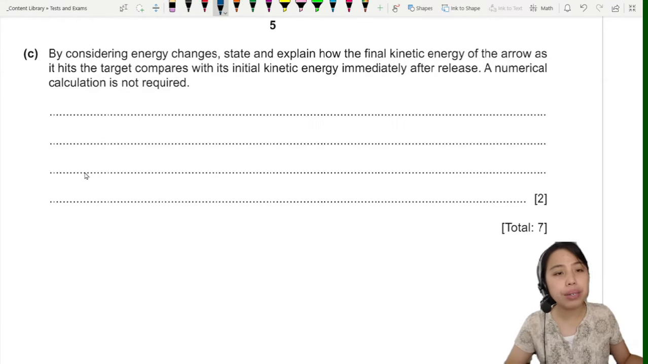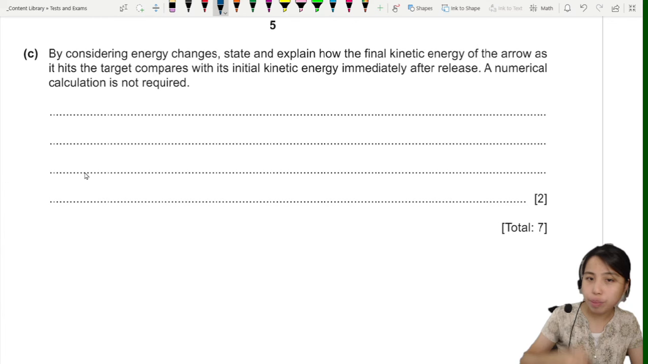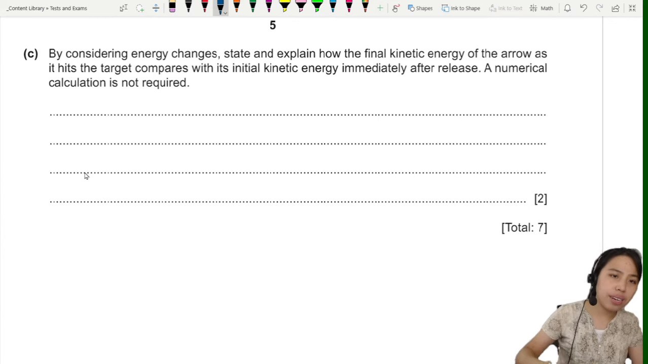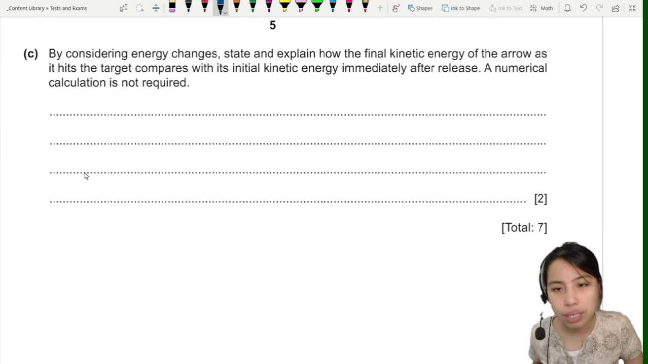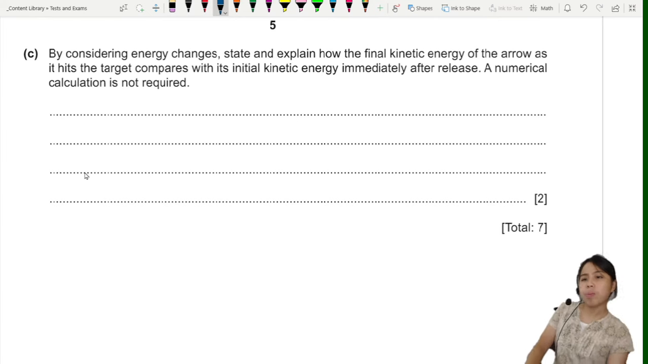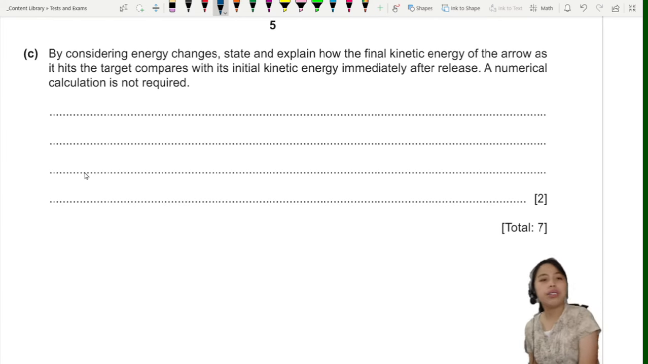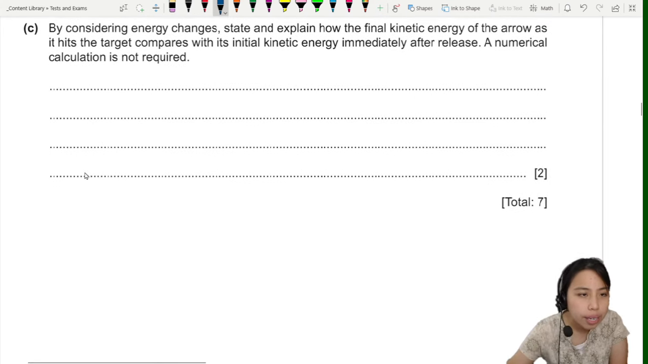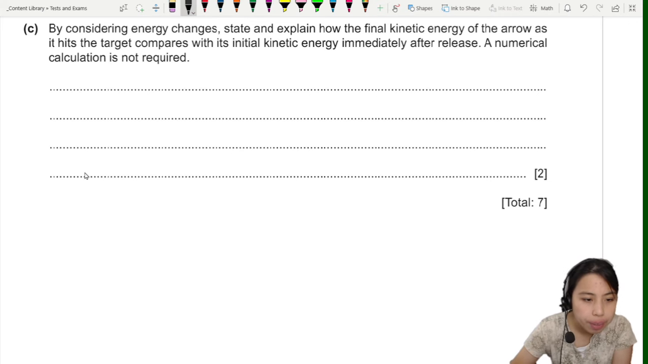Last part C: by considering energy changes, state and explain how the final kinetic energy of the arrow as it hits the target compares with the initial kinetic energy immediately after release. Numerical calculation is not required. Basically they say don't calculate, just explain. So, okay, let's draw the path. Let's say I start here. It's my reference point.